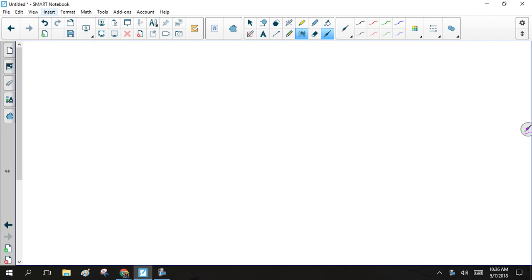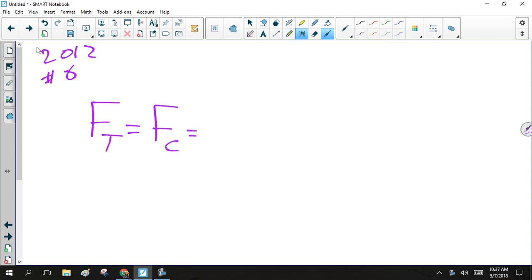Okay, so here we go. So what is this, 2012? Number 8, multiple choice. The maximum mass that can be hung from it is 10 kilograms. That means our maximum tension force, our maximum centripetal force, is the weight of 10 kilograms, which is 100 newtons, right? Just 10 times 10, using 10 for our acceleration of gravity.